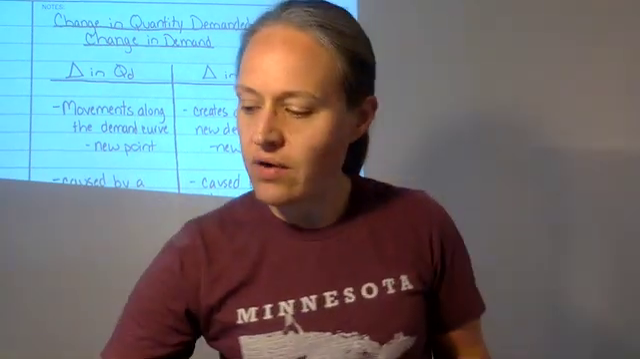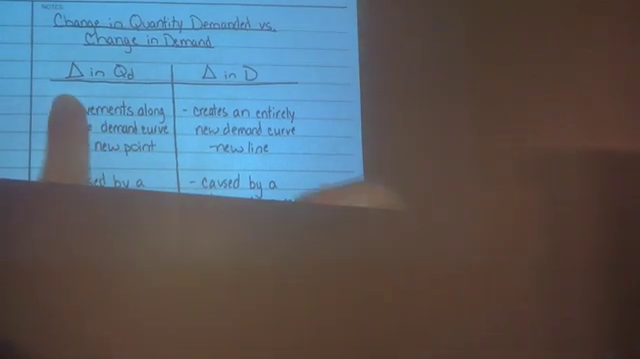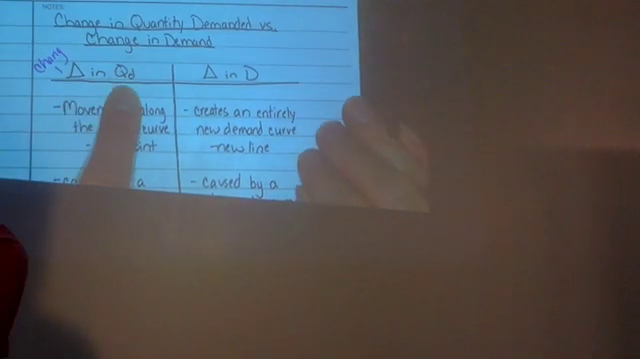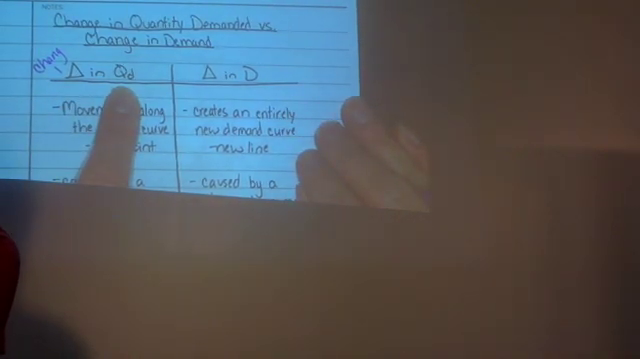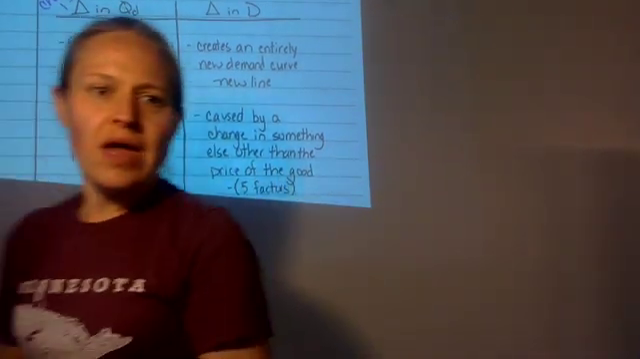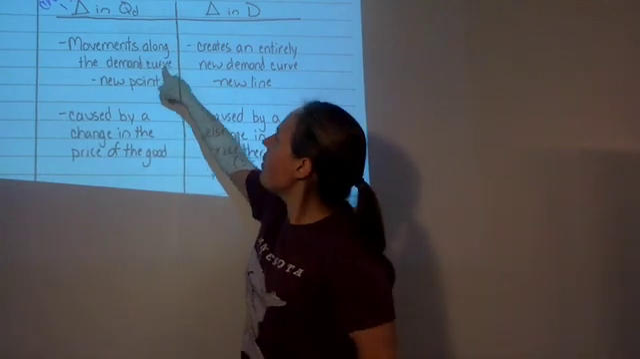If you're wondering what this triangle is all about, that means change. That's our symbol for change. So change in QD is quantity demanded. Write that in if you don't have that memorized yet, and change in demand. So change in quantity demanded, that is movements along a demand curve.